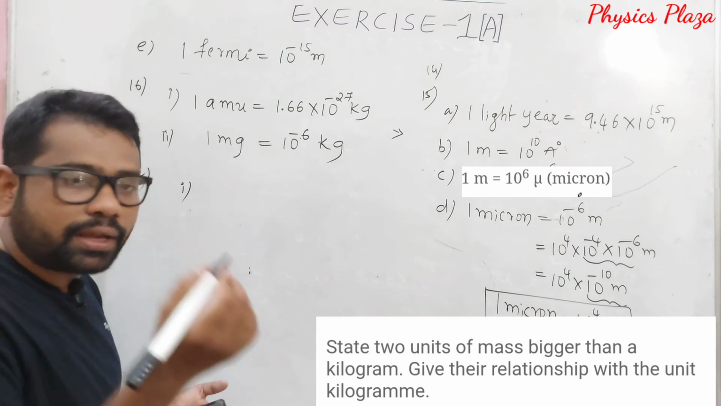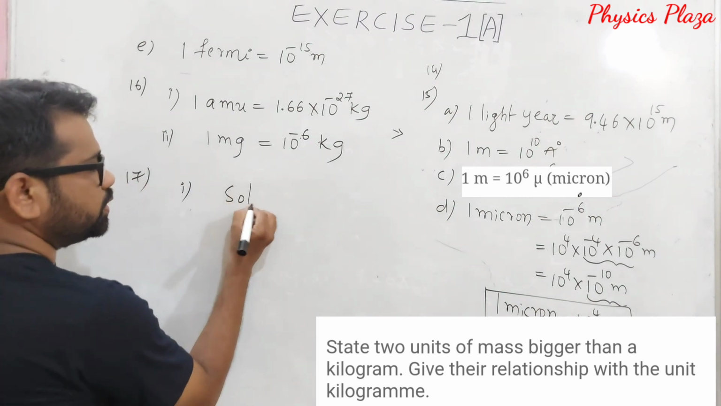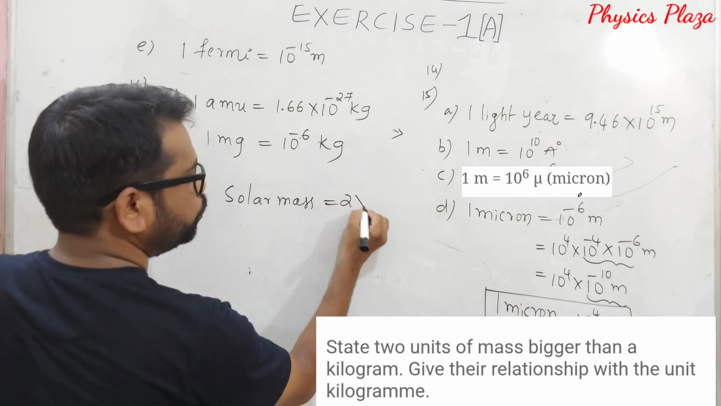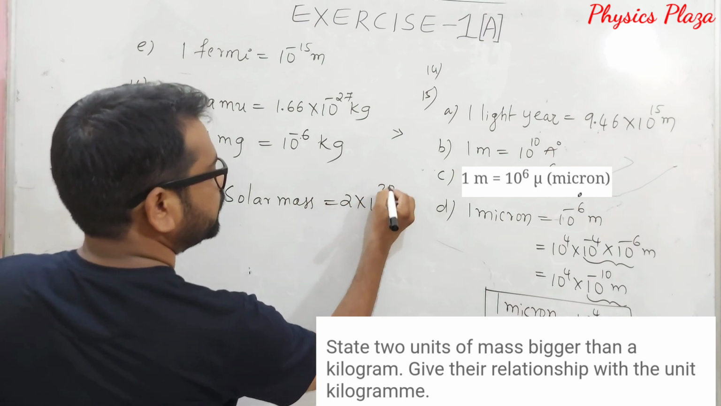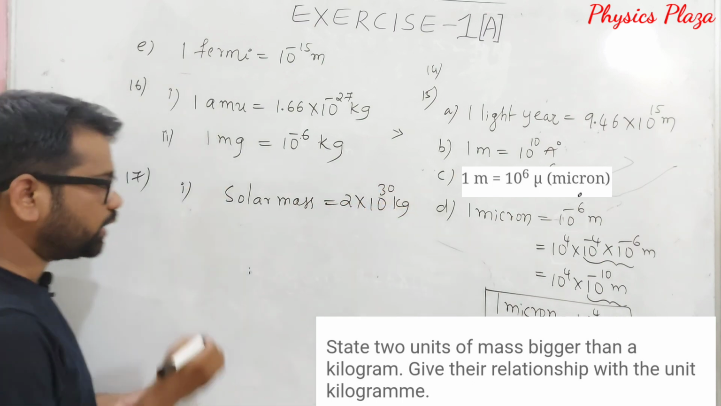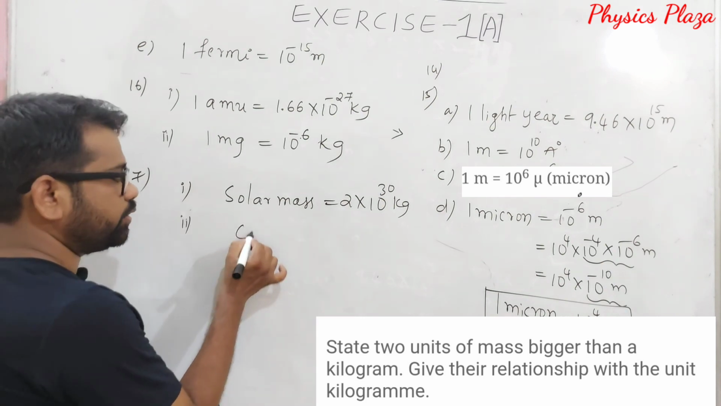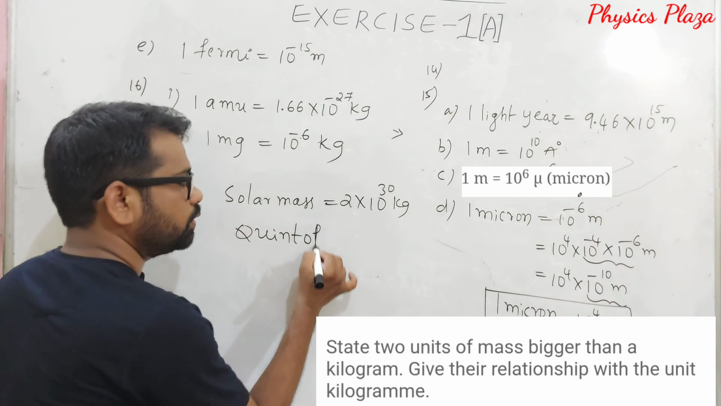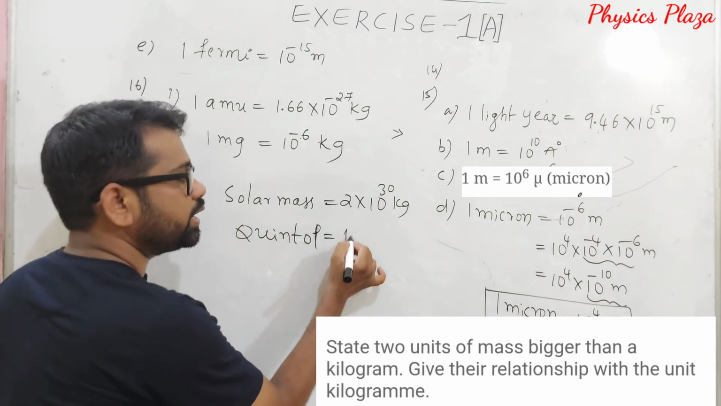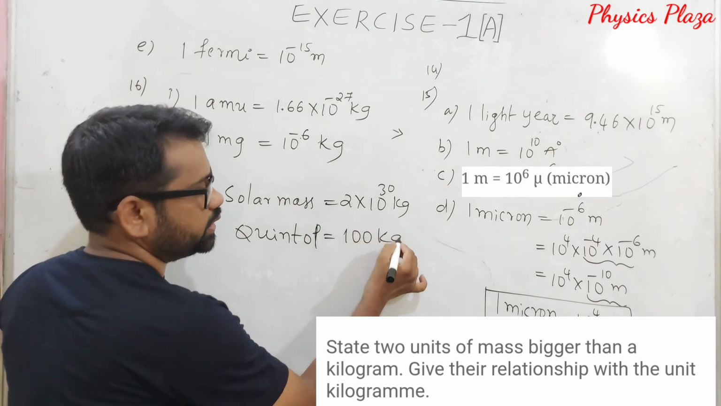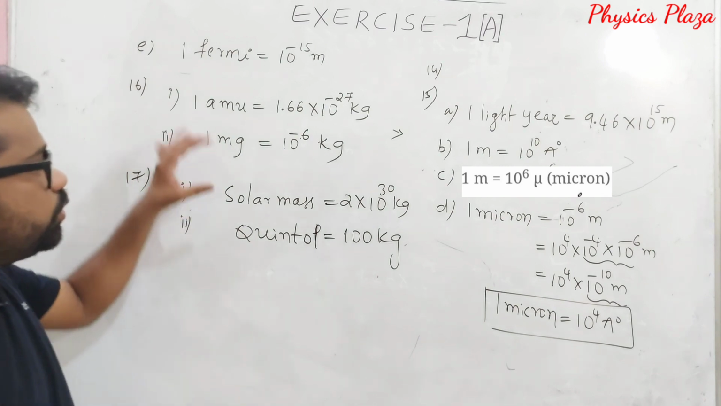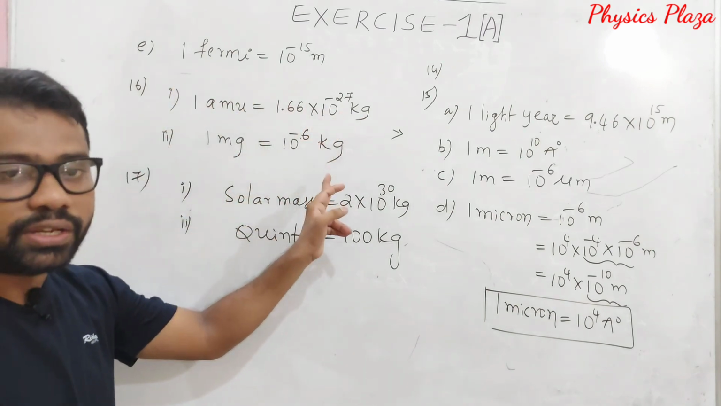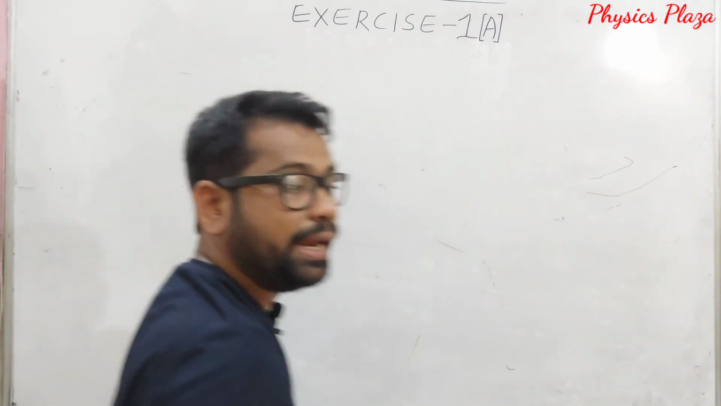First one, let us go bigger. Let us take a solar mass. Children, solar mass is equal to 2 into 10 power 30 kg. You can write it. The second one, you can go for quintal. Children, quintal is equal to 100 kg. So these are the bigger units, and the two before are smaller than kg, and this is how they are related to the kg.